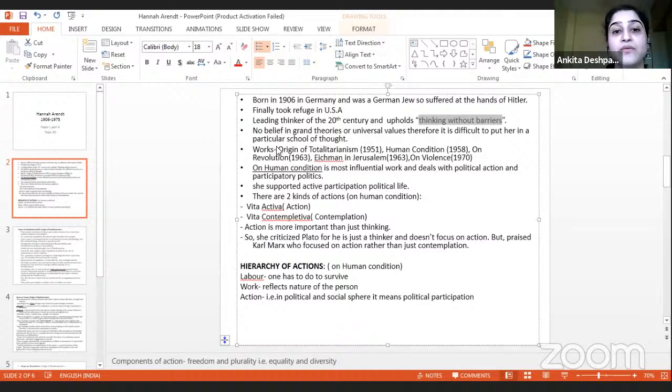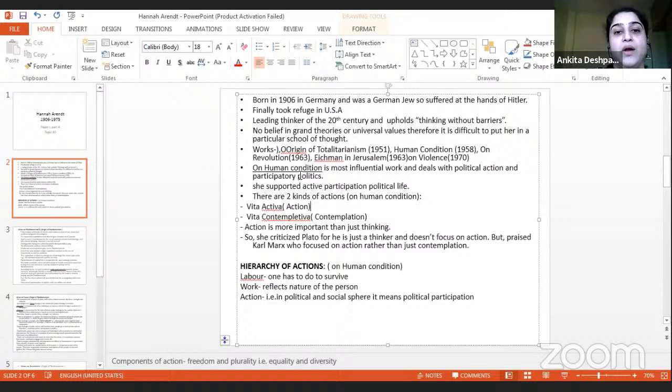All right. Her works are very important, all of them, on totalitarianism, human condition, on revolution, Eichmann in Jerusalem, and on violence. Okay, all of these are very important works. Wherever all those tenets come, I've written down which book it belongs to. See, like hierarchy of actions, I've written down on human conditions. So you'll remember, if anybody asks about hierarchy of actions, you know which book it belongs to.